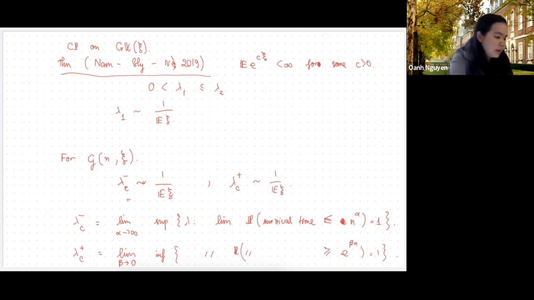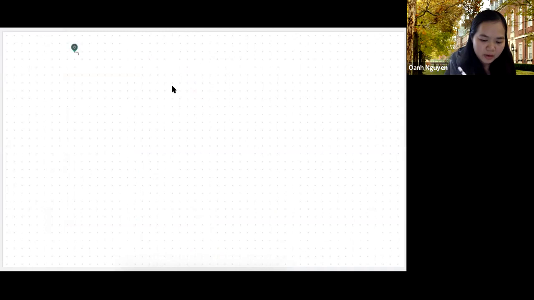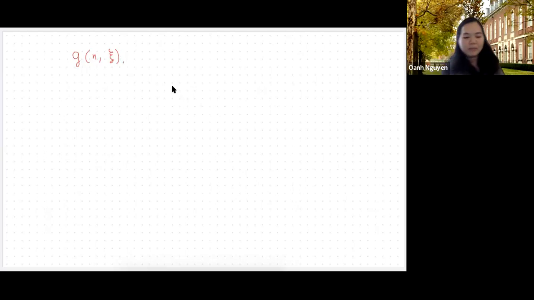Okay. Are there any questions? I just have one question. Yeah. For non-experts, if I have a random variable xi, how do you model the graphs G(n, xi)? Excellent question. How should we think about this?